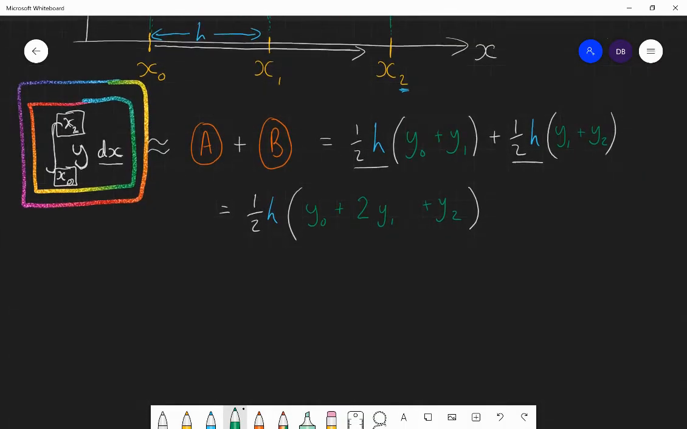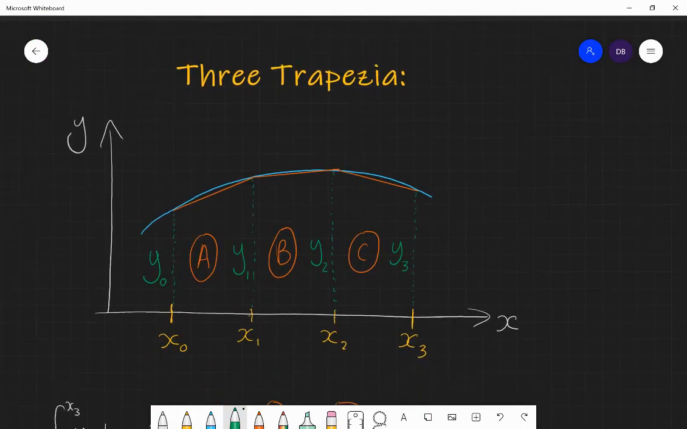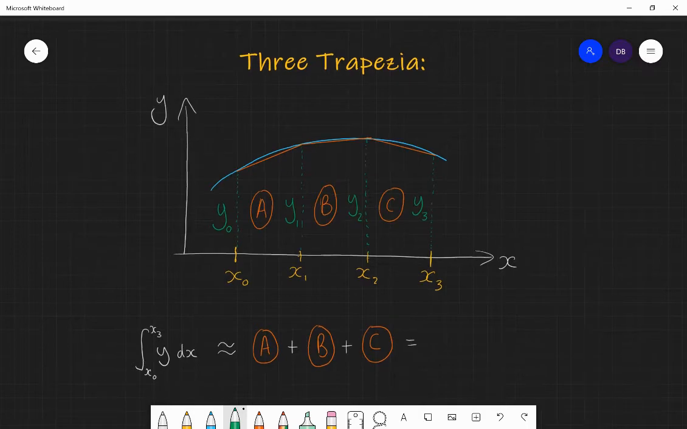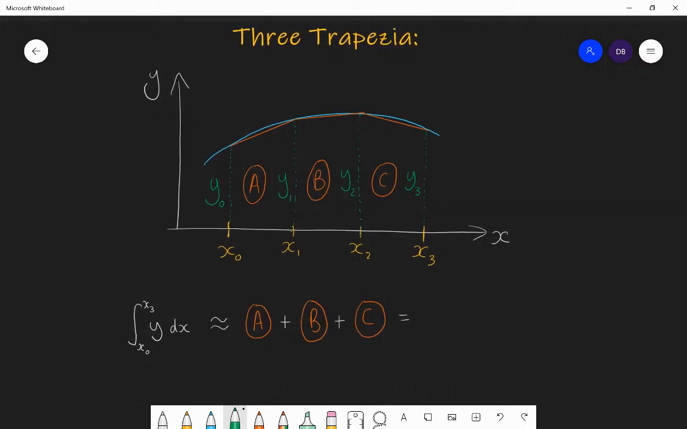Let's get a little bit more sophisticated. Let's look at three trapezia. So this time, again, I could split the area up into three different trapezia, A, B, and C. So the area under the curve y, as we move from x0 all the way to x3, so that's what this formula says, is equal to the sum of A plus B plus C, or is approximately equal to that.